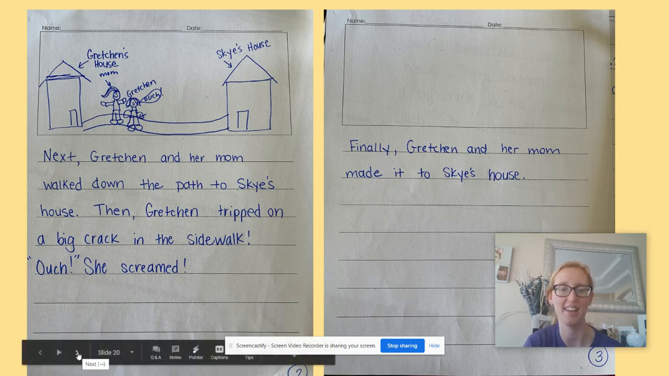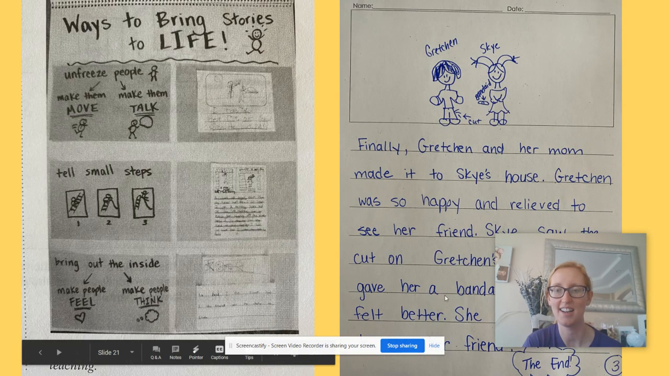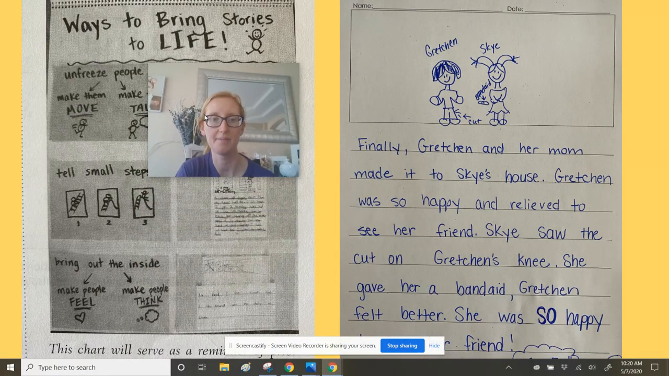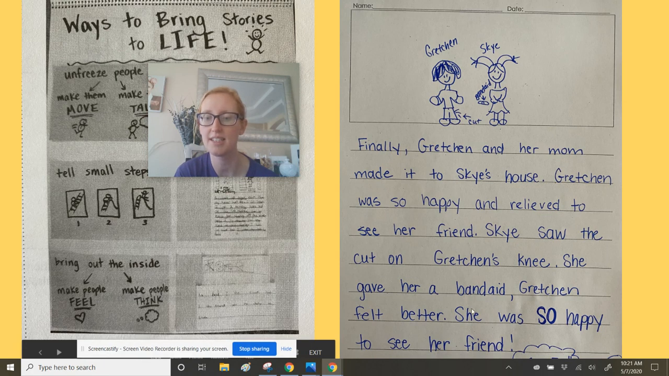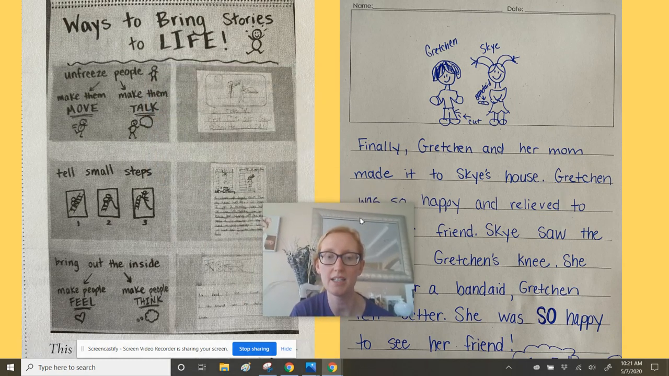Let's see how I wrote that. I'm going to move myself over here for a second. Okay. I said, finally, there's my transition word. Gretchen and her mom made it to Sky's house. Gretchen was so happy, I'm talking about the character's feeling, and relieved to see her friend. Sky saw the cut on Gretchen's knee. She gave her a Band-Aid. Gretchen felt better. She was so happy to see her friend. And then I wrote the end at the very bottom. Okay, so this is how I chose to end my story.